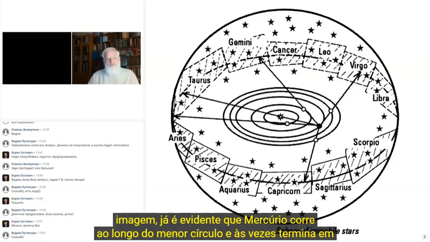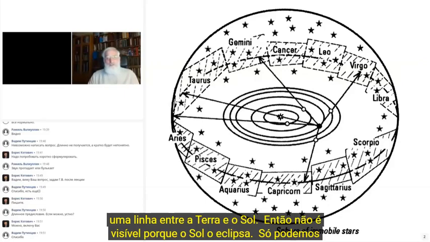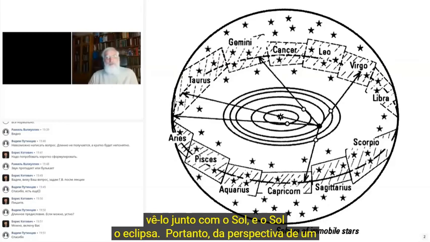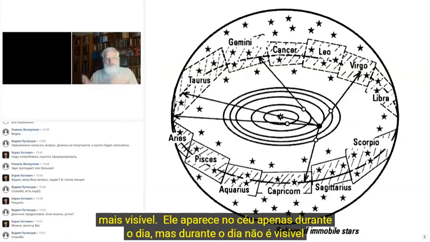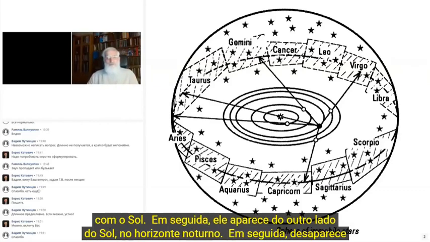And from this picture, it's already evident that Mercury runs along the smallest circle and sometimes ends up on a line between Earth and the Sun. Then it is not visible because the Sun eclipses it. We can only see it along with the Sun, and the Sun eclipses it. Therefore, from the perspective of an Earth observer, Mercury appears in the morning on the morning horizon, then disappears, meaning it is no longer visible. It appears in the sky only during the day, but during the day, it is not visible with the Sun.